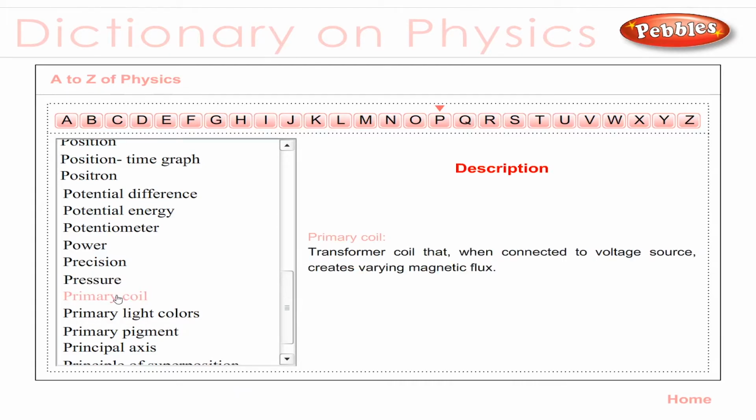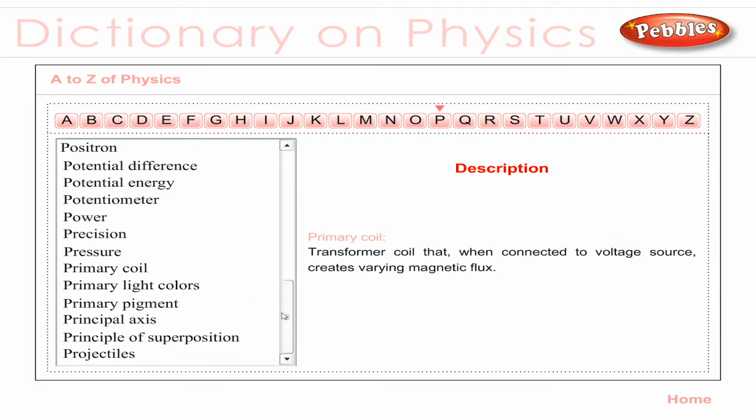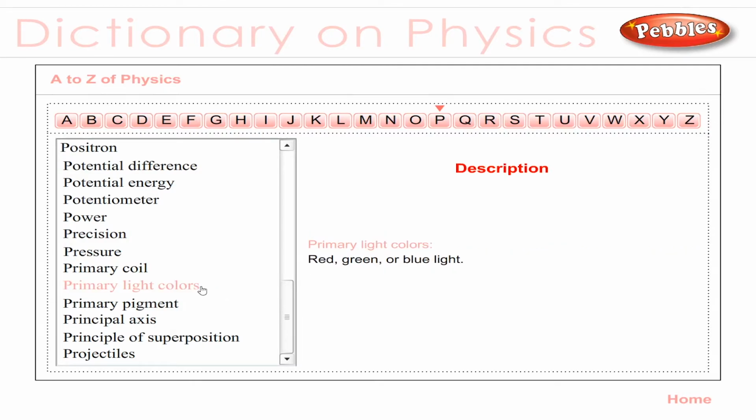Primary coil. Transformer coil that, when connected to voltage source, creates varying magnetic flux. Primary light colors. Red, green, or blue light. Primary pigment. Yellow, cyan, or magenta.